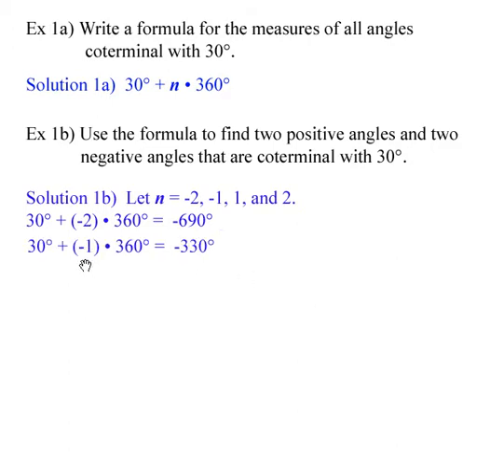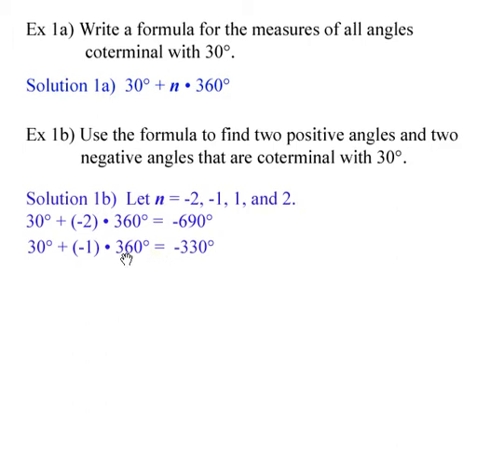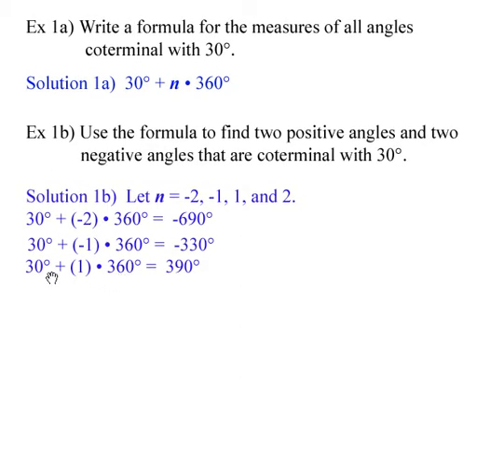When we replace n with -1, that'll give us another coterminal angle of 30. So -1 times 360 is -360. -360 plus 30 is -330. Alright, let's put in +1. 1 times 360 is 360. 360 plus 30 is 390, so that's another coterminal angle.